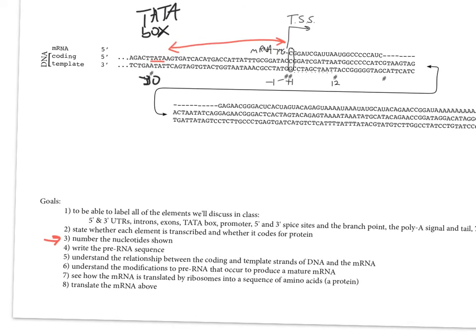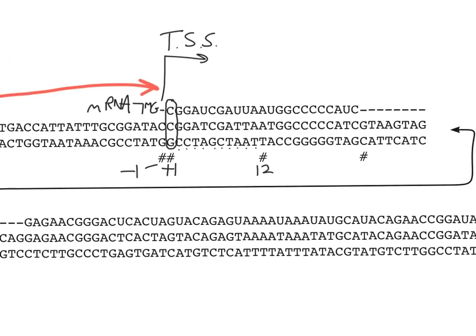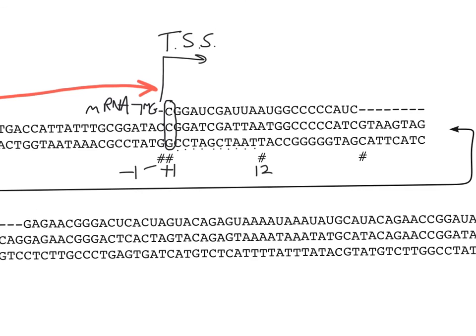So let's see. So far we've got... I'm sorry, where did you get the number 12 from? So that's just 12 nucleotides starting from +1. So that's the first nucleotide, 2, 3, 4, 5, 6, 7, 8, 9, 10, 11, 12. So yeah, that T or that A, depending on which strand of the DNA you're looking at, is the 12th nucleotide. Okay.